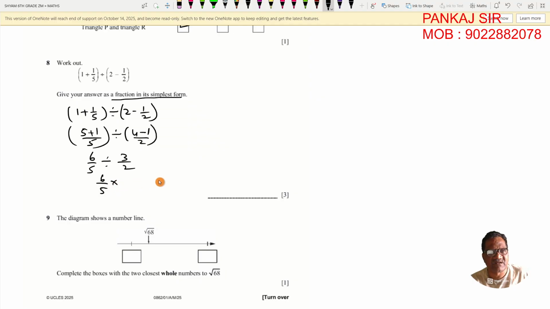This division I will convert into multiplication, and I will just invert this. 3 by 2 I will write as 2 by 3. Now 3 into 2 is 6. So 2 twos is 4 upon 5. And 4 upon 5 is in the simplest form itself. So my answer will be 4 upon 5. So the answer should be a fraction, and it should be in the simplest form. So this is the answer.